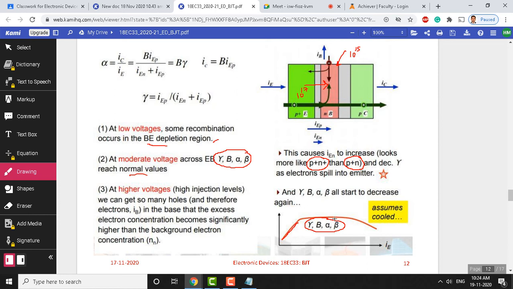Okay, so this causes a lot of problems. These values decrease at higher voltages and also decrease at lower voltages. Only at moderate voltage are these values maintained constant here.